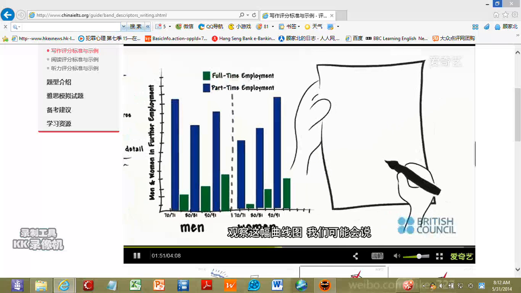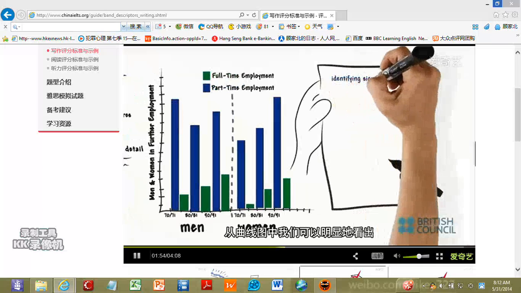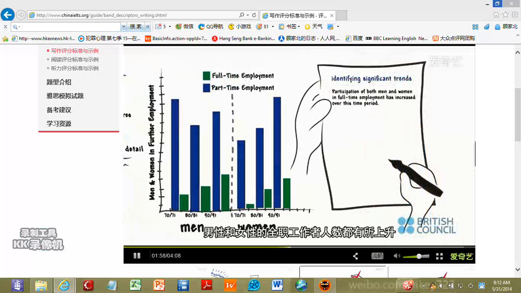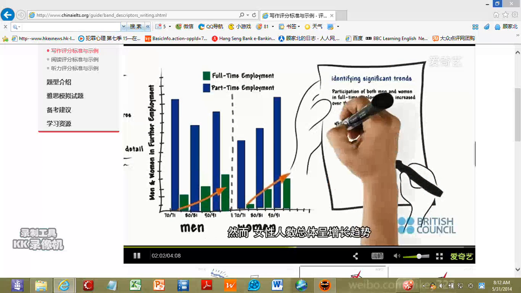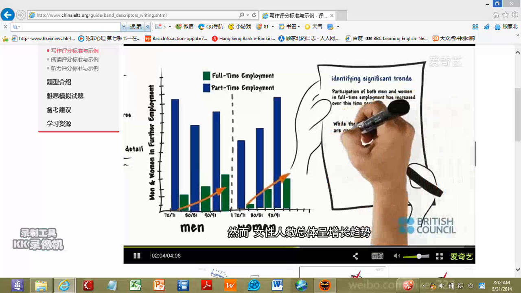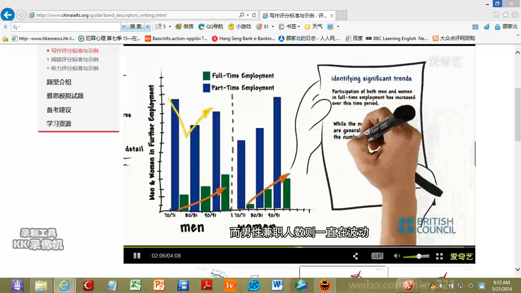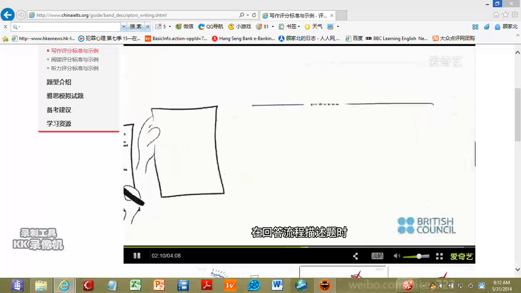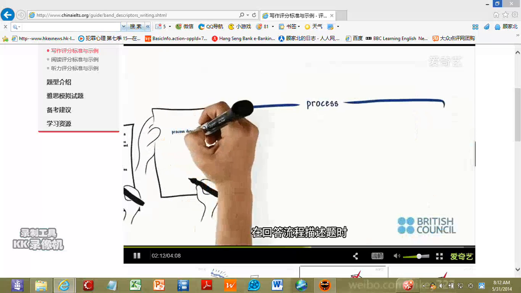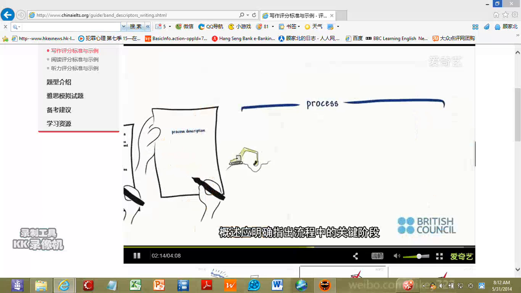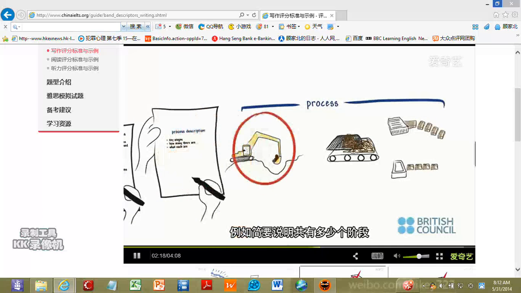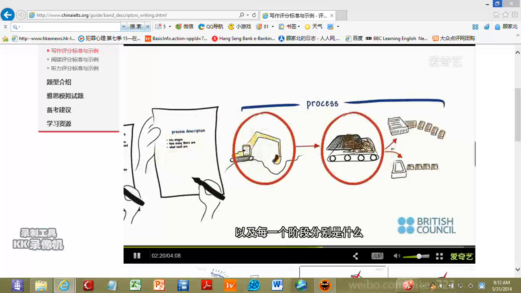Here's an example of identifying significant trends. Looking at this graph, we would say, from the graph, it is apparent that participation of both men and women in full-time employment has increased over this time period. However, while the numbers of women are generally increasing, the numbers of men in part-time employment are fluctuating. In a question requesting a process description, the overview might identify the key stages in the process. For instance, how many stages there are and what each are, briefly.